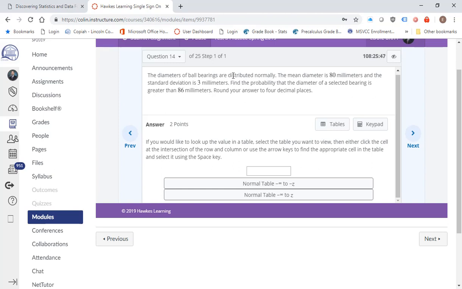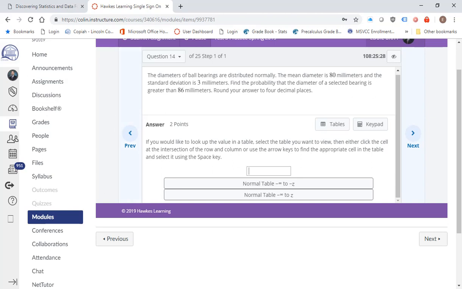Alright, the diameter of ball bearings are distributed normally. The mean diameter is 80 millimeters and the standard deviation is 3 millimeters. Find the probability that the diameter of a selected bearing is greater than 86 millimeters.